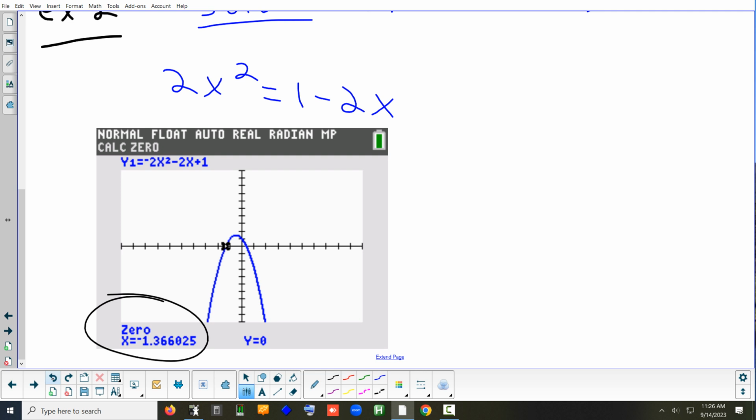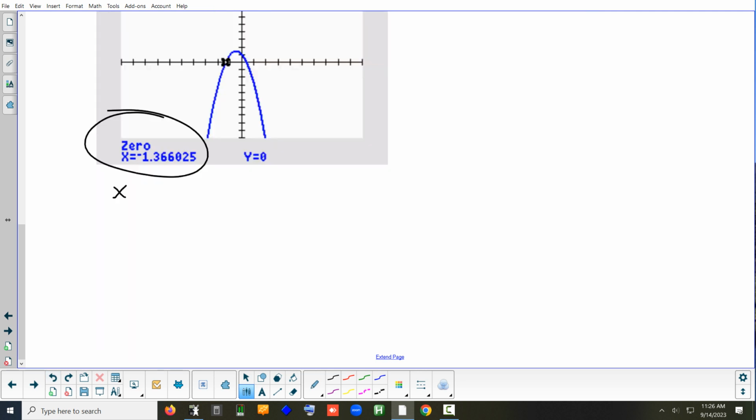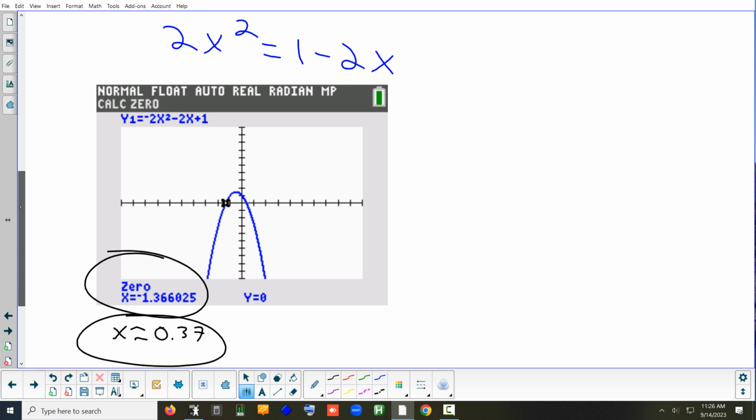How about the other zero? Anybody get that one? Yep. 0.37. Yeah, it looks like it's about a third of the way. I'd say that looks reasonable. So x is about 0.37. And you do it the same way.